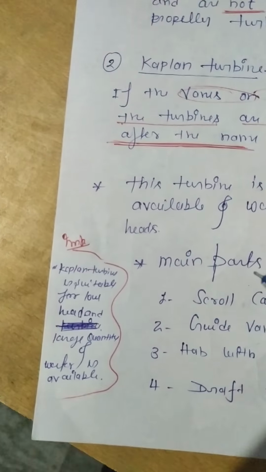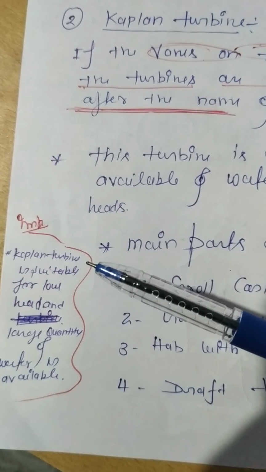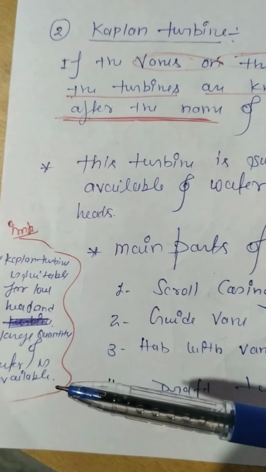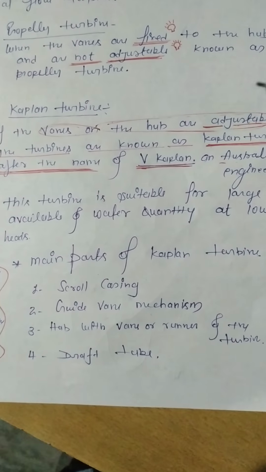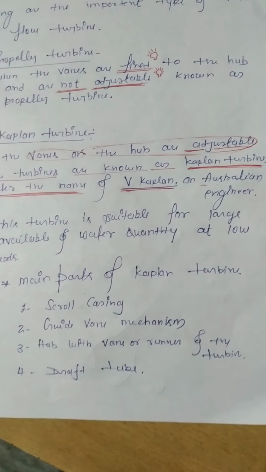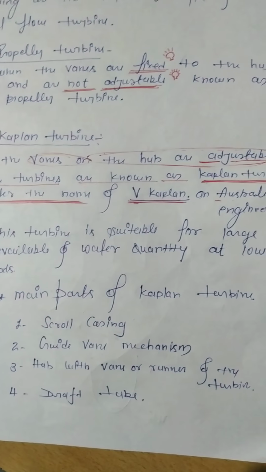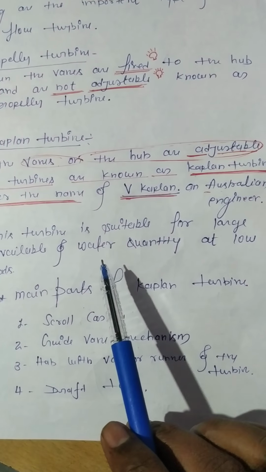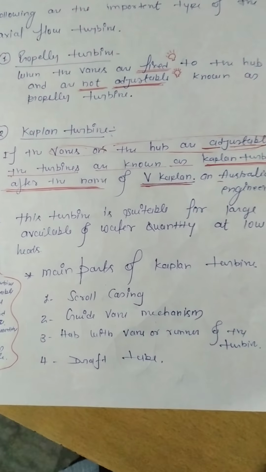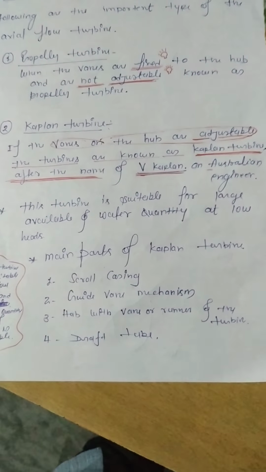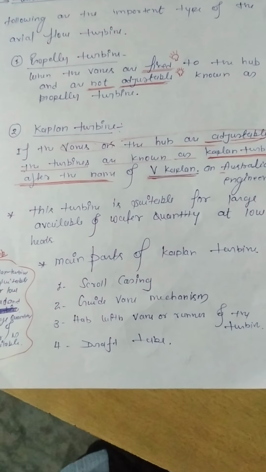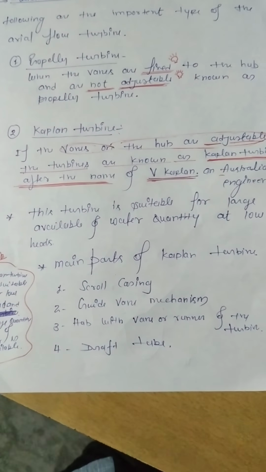So now I have given the important point that a Kaplan turbine is suitable for low head and large quantity of water available. So we can say the Kaplan turbine is a turbine which is suitable for large availability of water and at low heads, right? So if anybody asks you where we use the Kaplan turbine, we use it where we are having a large quantity of water but at low head, right?